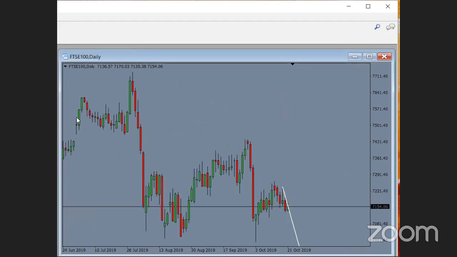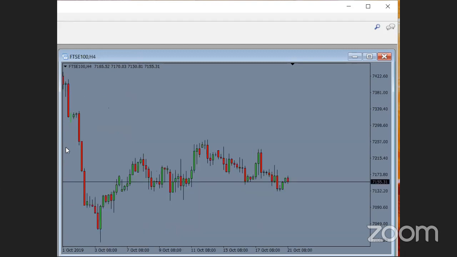Because when we flip this to the daily, it has obviously started to create this lower high here. So we got this low, we got this lower high. It looks like it's continuing down. We also have a 4-hour chart, which has created a lower low. This could be a lower high here.